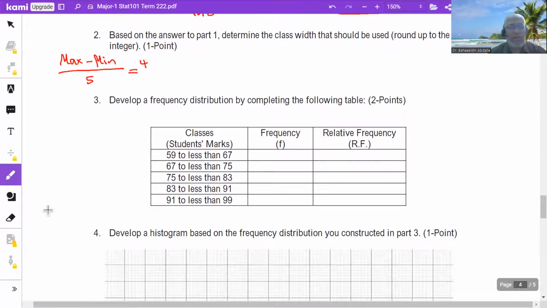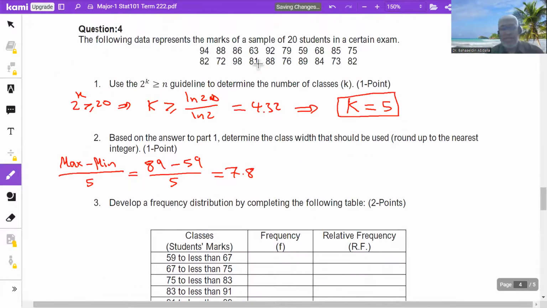So 98 minus 59 over 5. Use the calculator. This would be 7.8. The data are integers, so we have to round this up. So I will round it to the closest integer, which is 8. So the class width would be 8.